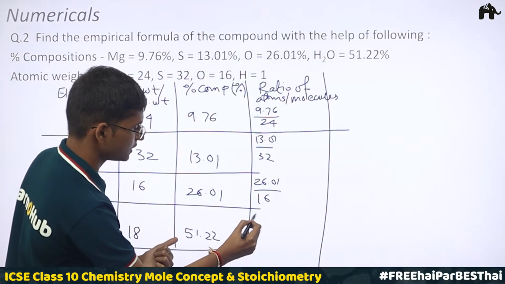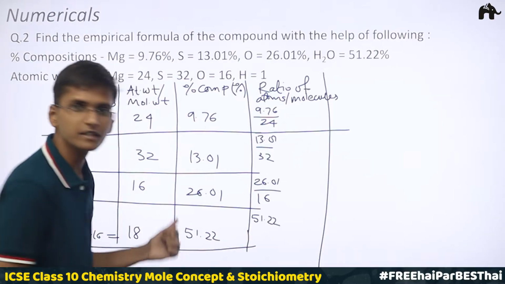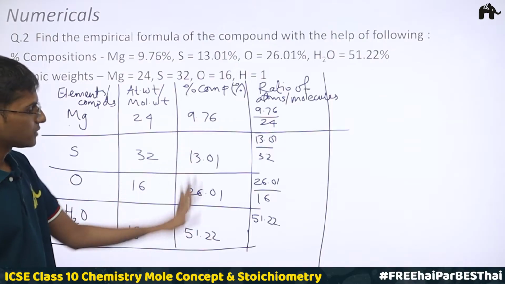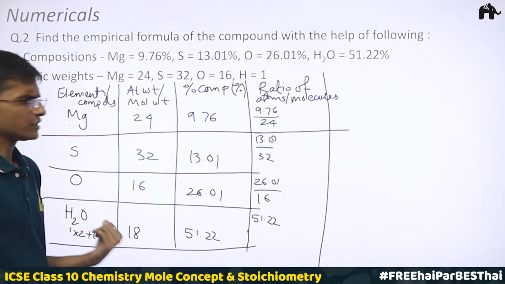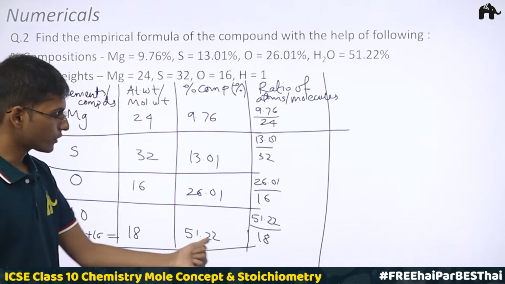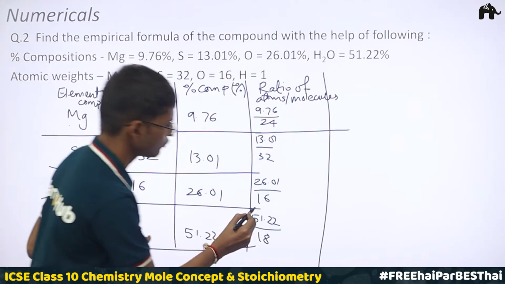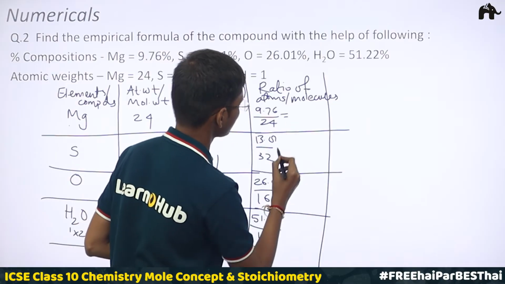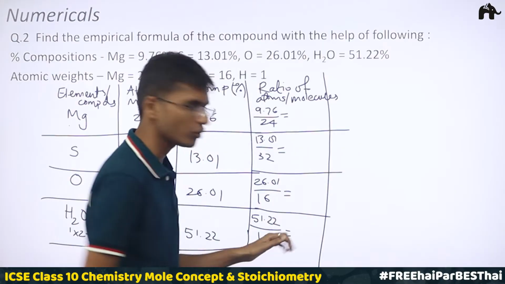And then here, this is the difference, right? Different case. Here we have to divide the percentage composition by molecular weight, since it is a molecule. So 51.22 divided by 18. Now what you do is you find the answers on your own. These are the calculation part, so you can do it on your own.